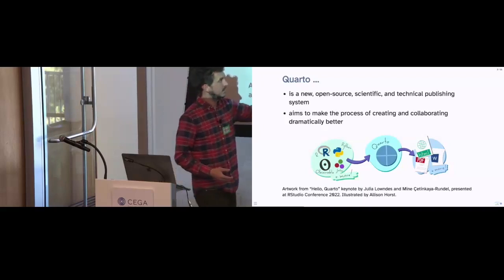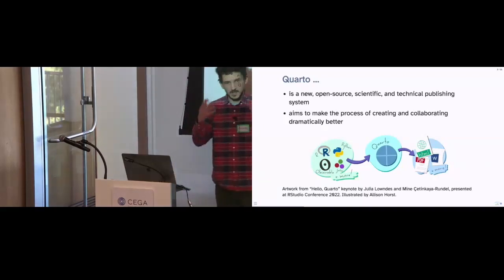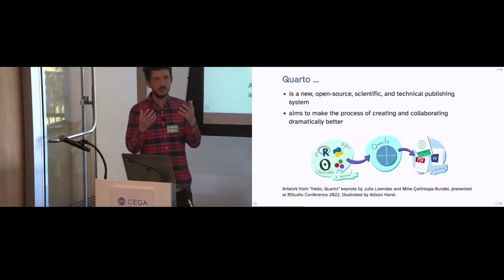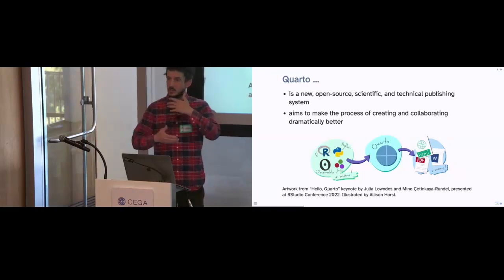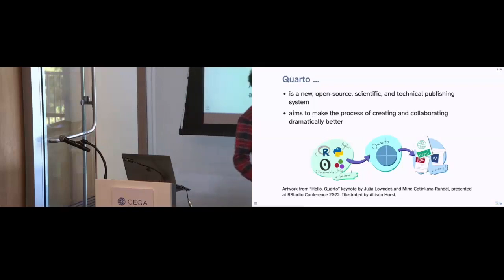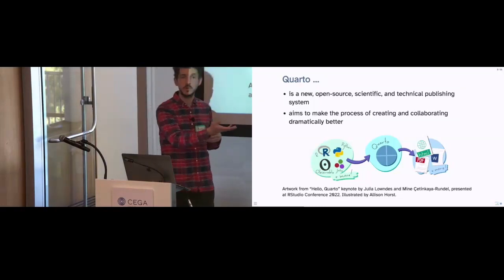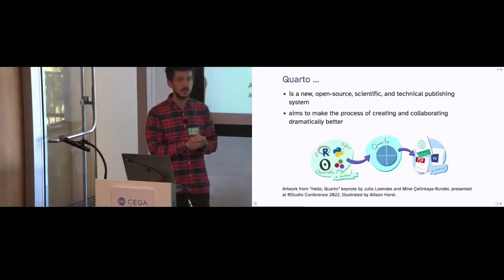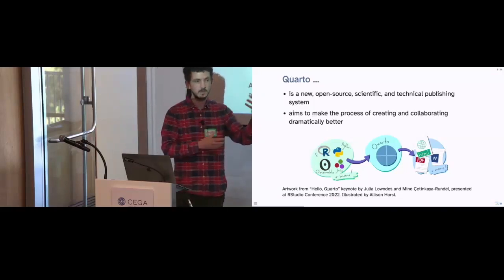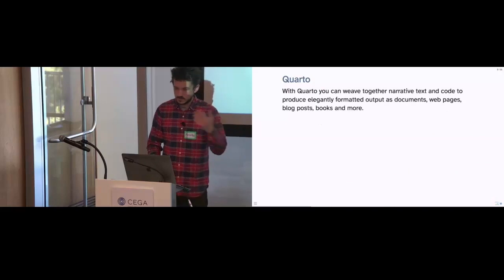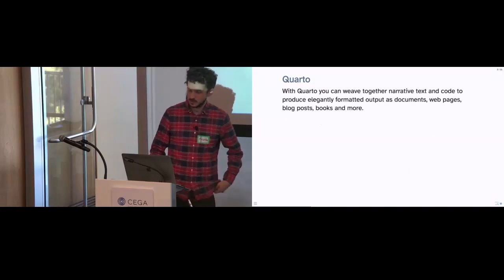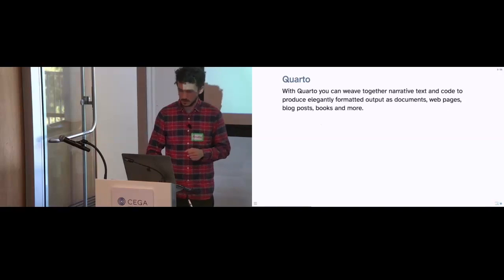And the idea is that your source for all of your documents, that contains your code, that contains your writing, can now always stay in one format, a QMD file. And then you can change out code as you need to, change out the publishing venue as that changes, like, I want this as a blog post. So now I'm reworking it into a manuscript. Oh, now I'm turning it into a slide presentation. I actually did that to prepare this, literally copying and pasting from one document type to another document type. It's extremely flexible. So you can weave together narrative text and code to produce elegantly formatted output, documents, web pages, blog posts, books, and more.